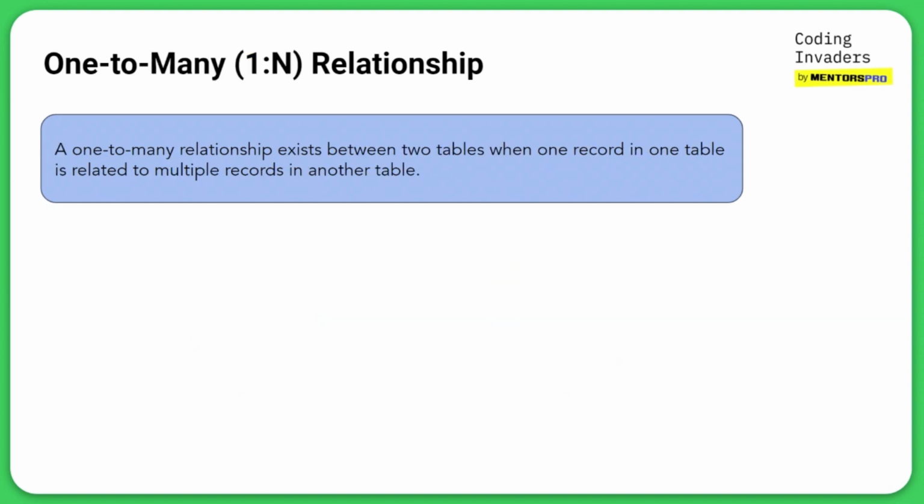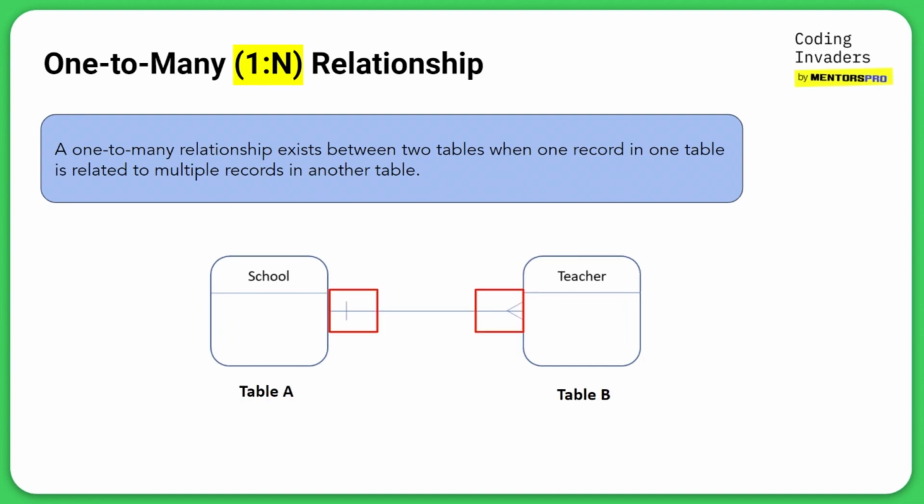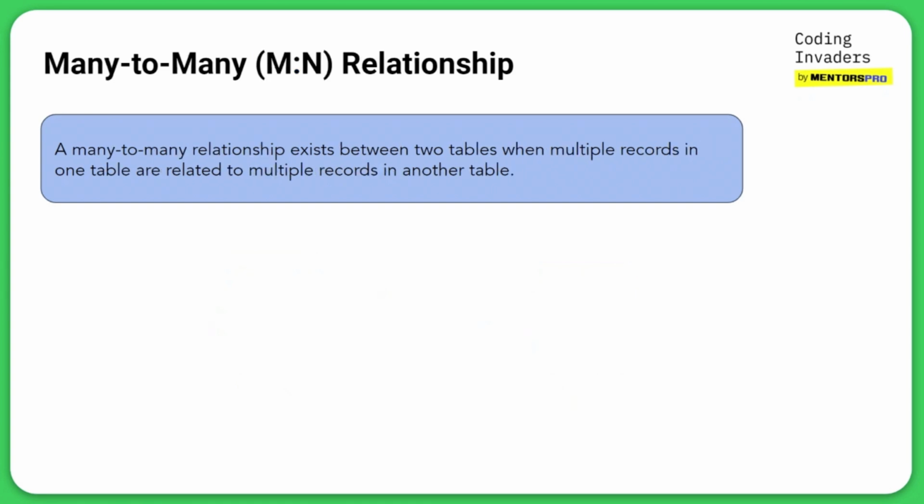One to many relationship. A one to many relationship exists between two tables when one record in one table is related to multiple records in another table. For example, in table A we have a column school, and in table B we have a column teacher, and one school can have many teachers. So the relationship between these tables is one to many. And that is why you can see the perpendicular sign at the left table and the crow footed symbol towards your right.